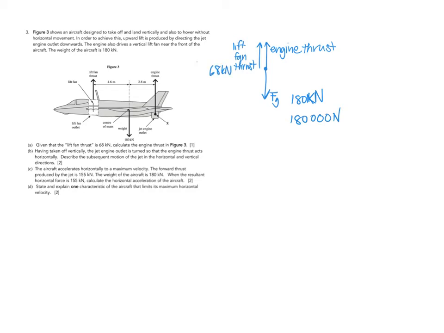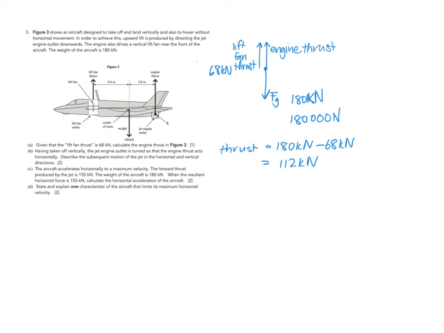Now, if I use kilonewtons all the time, then my answer will be in kilonewtons. And so that means if I'm hovering, then all my forces are balanced. So that means the thrust must be the difference between the force due to gravity pulling down minus the up thrust here, and I'll get 112 kilonewtons. So as long as my engine is giving me 112 kilonewtons, I will have no acceleration up or down. It will just be able to hover.